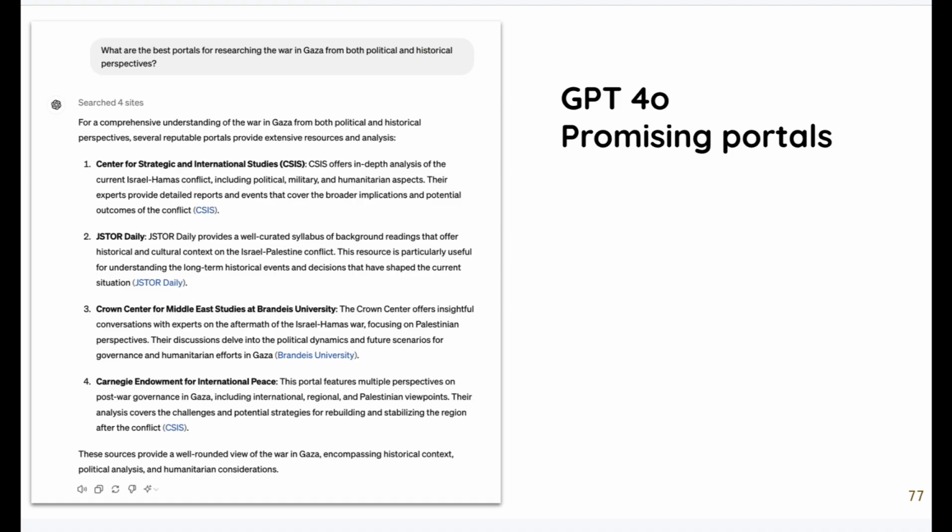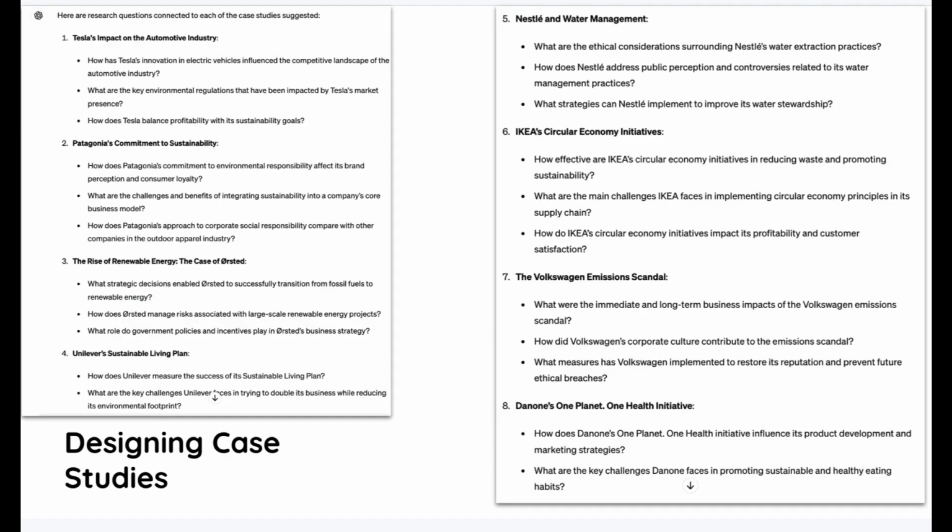In this one, I'm looking for the best portals for researching the war in Gaza from both political and historic perspectives. And there were some things here that I thought were really useful that I might not have thought of. For instance, JSTOR Daily, which is one that I used often with high school students, and university portals for Middle East studies that I thought were really exceptional as well.